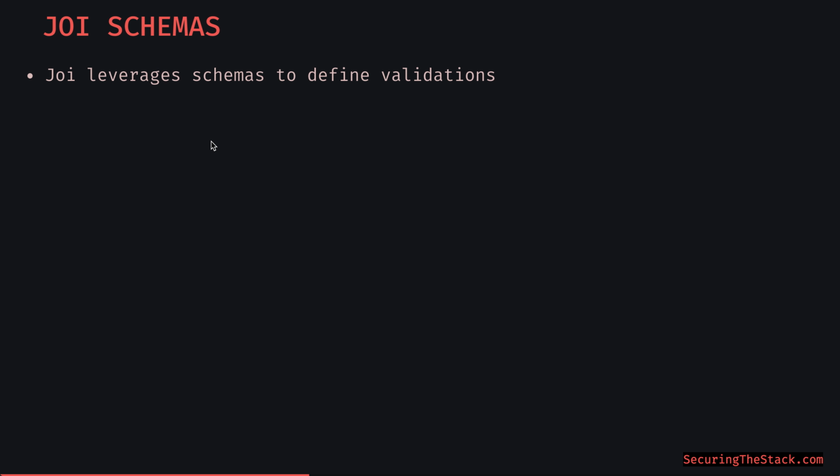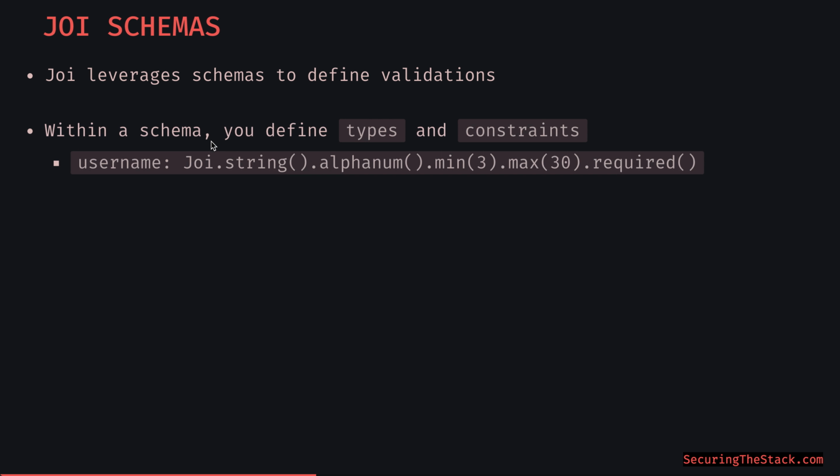Okay, so let's start thinking about Joi schemas, which are basically the brain of Joi. Joi leverages schemas to define validations. Within a schema, you define types and constraints. This is one line in a Joi schema, and this would be validating the root username field within a JSON object that is being posted to an API, for instance.